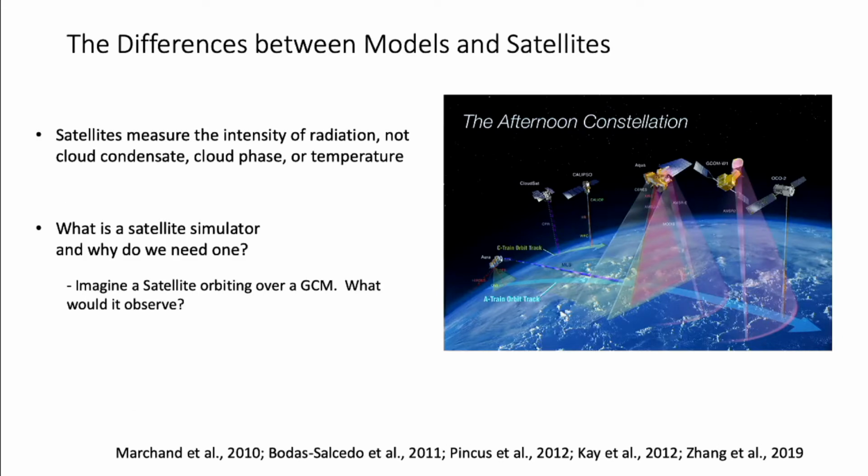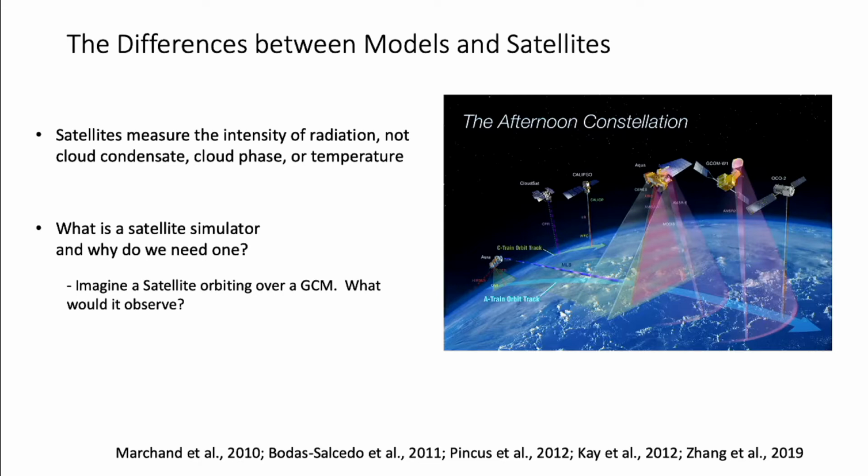So then I'm also going to talk about satellite simulators, and that's the data that I'm telling you comes from AM4, the climate model. It's coming from a satellite simulator, which is part of the code within the model, and I'll explain why we need that. It's because satellites measure the intensity of radiation. Satellites don't measure cloud condensate directly. They don't measure cloud phase directly. They don't measure temperature directly. They measure the radiation that's coming up to them. And then we have to write sophisticated algorithms to take what the satellites measure and actually translate that into the quantities that we want to know about, in particular for clouds. And there's a lot of different ways to do that.